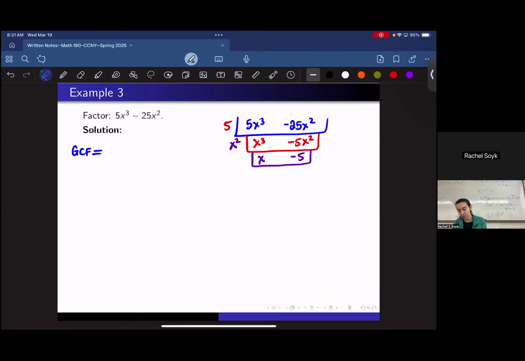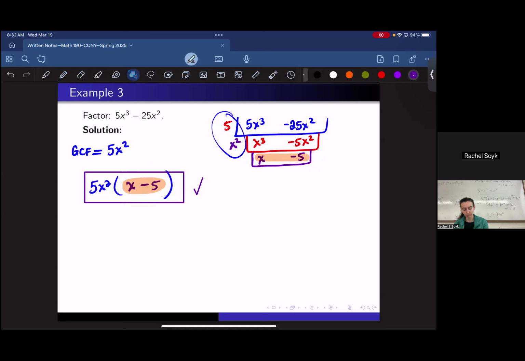Which tells us what's our GCF? 5x squared. And so when we pull that 5x squared out, what's left in the parentheses? Yeah, x minus 5, which is, if we did everything correctly, that's that last layer of our cake. And then we're done. We can't factor that any further.